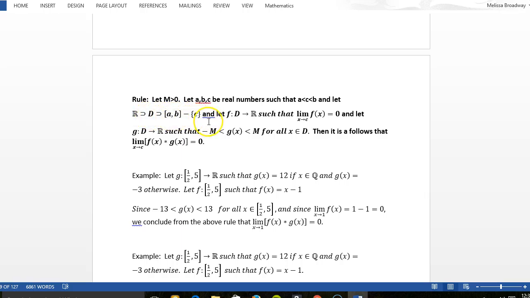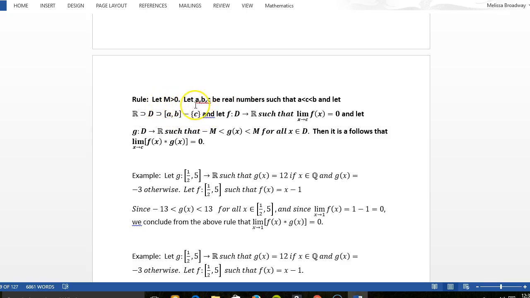Okay. And let f be a function from d to r such that the limit as x goes to c of f of x equals 0. And let g be a function from d to r such that negative m is less than g of x, which is less than m for all x in d. Then it's going to follow that the limit as x goes to c of f of x times g of x equals 0. And notice, guys, in this definition, let's look at what we said.